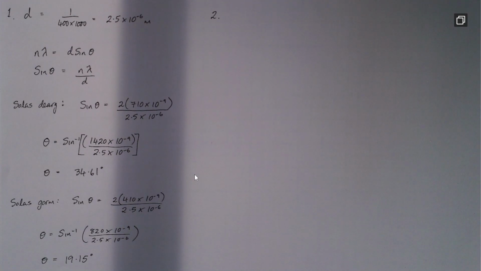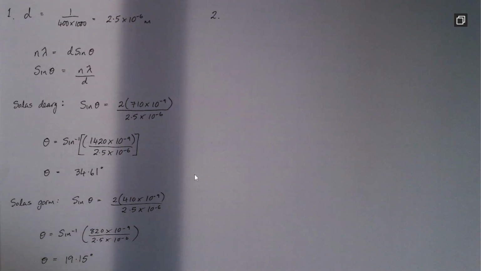What is meant by the diffraction of light? It's the spreading out of light when it passes through a gap. That's a diffraction description.